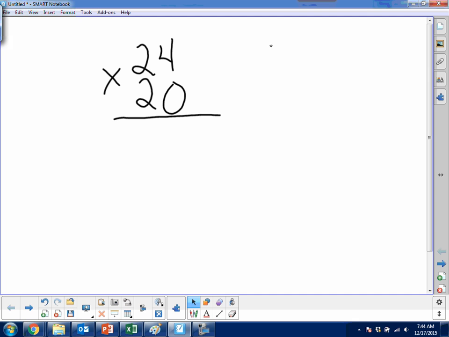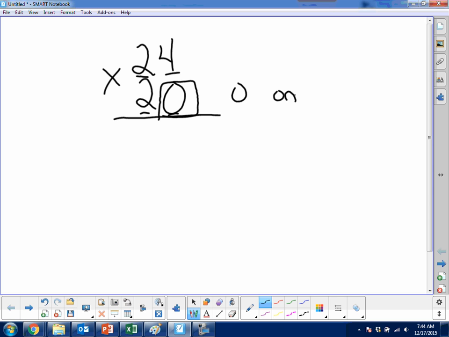Another thing that we can do, this is going to be a second step that we can do. Let's just say I have 24 times 20. Again, I have my two-digit number times a multiple of 10, 24 times 20. I'm going to work first by looking at the 0. I have 0 ones. If I take 24, 0 ones, how many is that going to be? Well, 0 times anything is going to be 0. So I'm just going to put a 0 in my ones place.